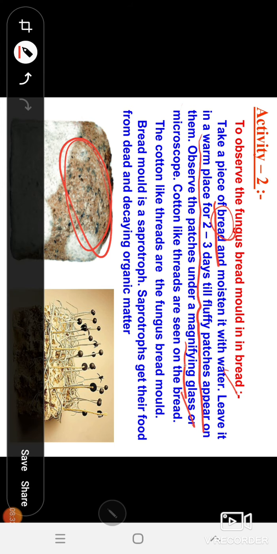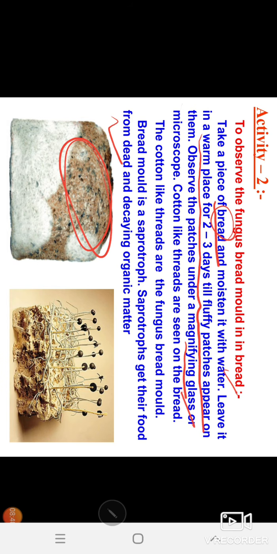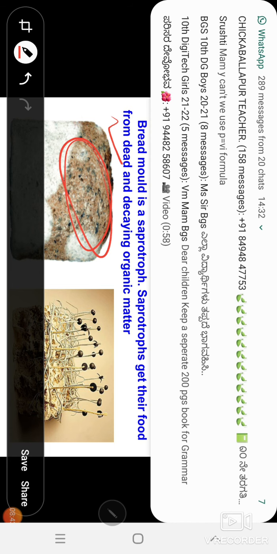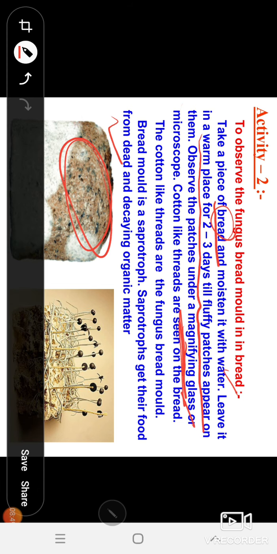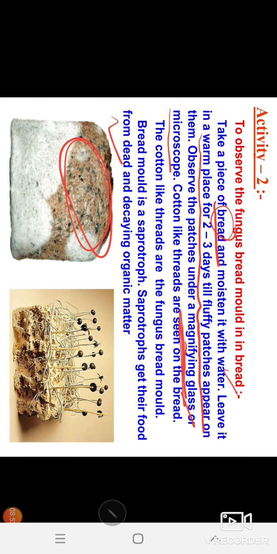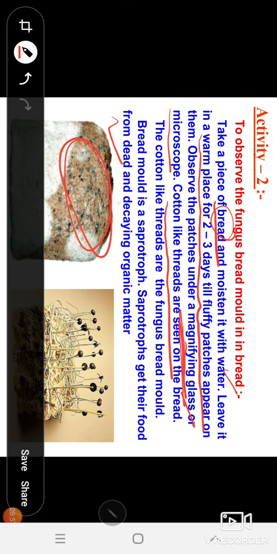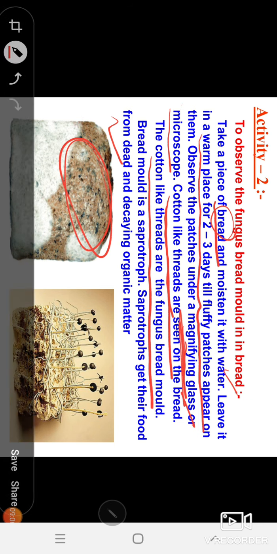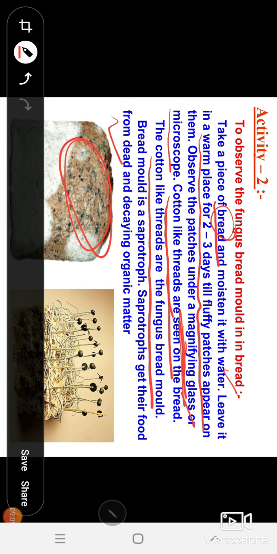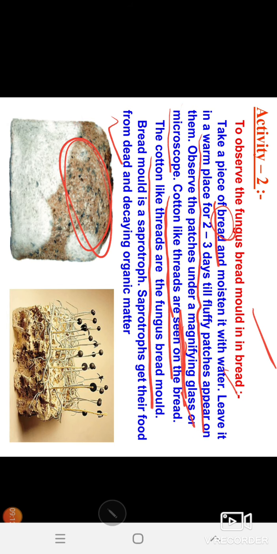A magnifying glass is a glass which is used to increase the size of an object. So if small patches appear on this bread, we cannot see them through our naked eyes. If we use this magnifying glass, it helps us to see smaller objects in a larger size, or else a microscope. Through this you can see cotton-like threads on the bread. It indicates that the cotton-like threads are the fungus bread mold. So this is how one can identify the growth of fungus on bread.